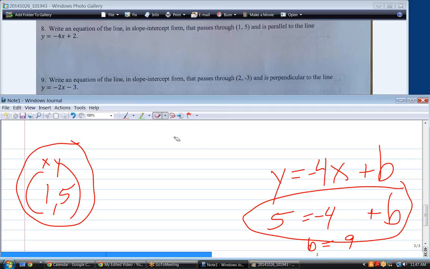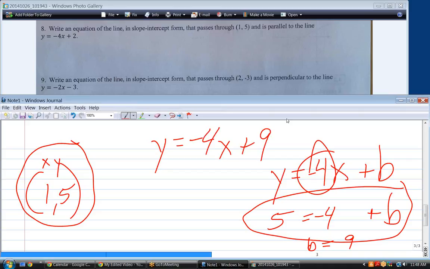So if b is 9, what is the equation of our line? Our equation would be y is equal to negative 4x plus 9. And that's the answer.